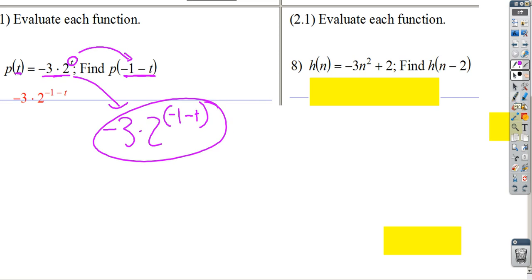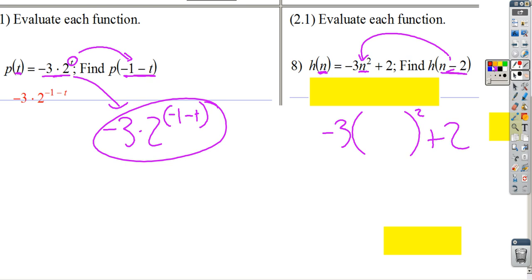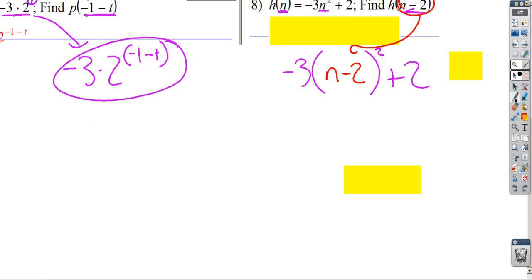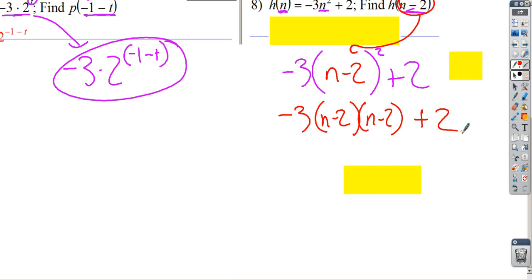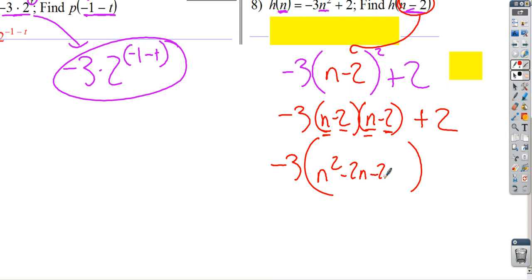Okay, this one's a little bit trickier, so this time wherever I see an n, I'm going to plug in n minus 2. So what I like to do is leave a big parentheses where there used to be that n, and then that will remind me that I need to plug in n minus 2 right here. Okay, the way that we would simplify this now, we'd have -3 times (n minus 2) squared. (n minus 2) squared is n minus 2 times n minus 2, and we still have that plus 2. So then what we need to do is FOIL this out. n times n is n squared, n times -2 is -2n, -2 times n is again -2n, and -2 times -2 is +4.